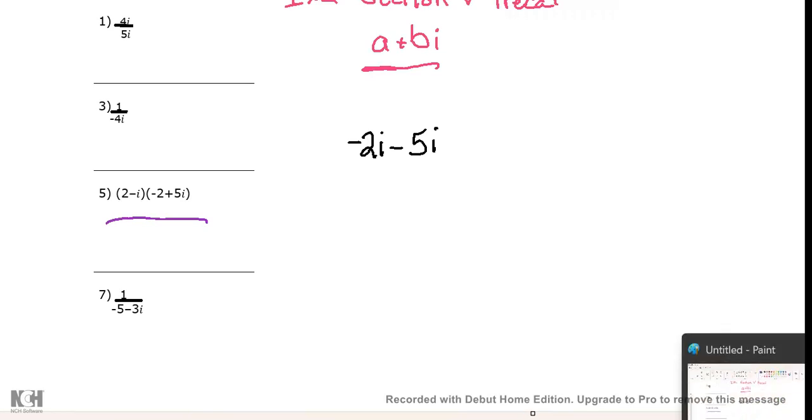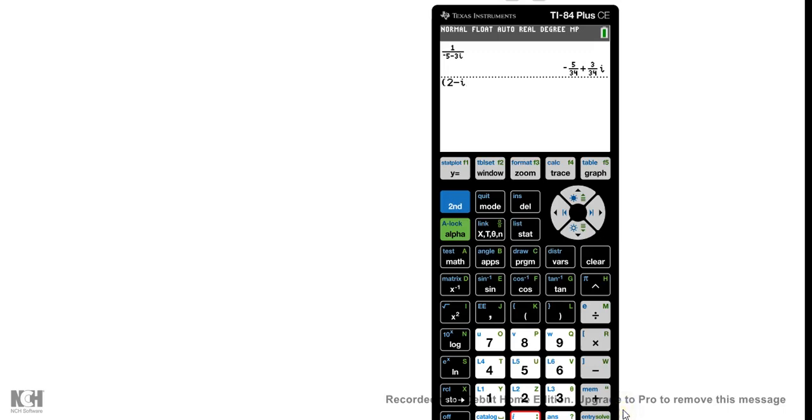Okay. Right, parenthesis, close the parenthesis. Now I do another parenthesis for multiplication. Negative, it's the first sign in that parenthesis. Negative 2 plus 5, second i, parenthesis, enter. There's your answer for that one.